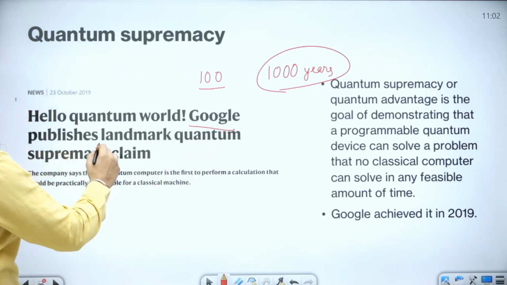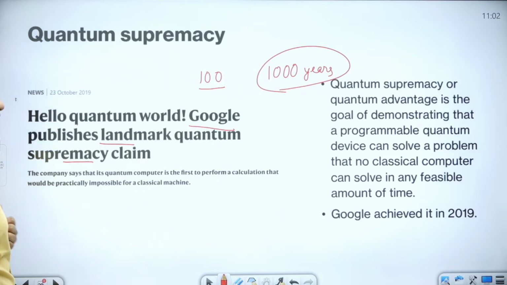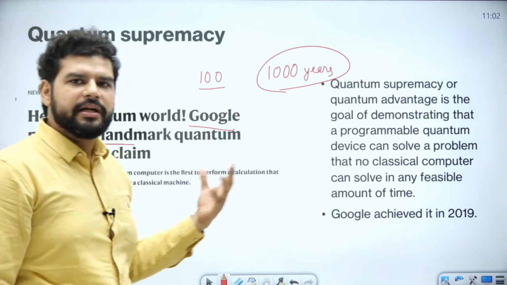Google has published a supremacy claim in 2019 that they have made a computer that can do this already.